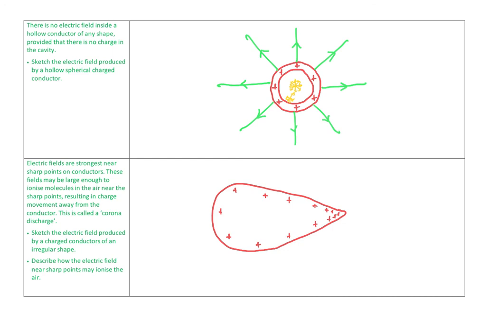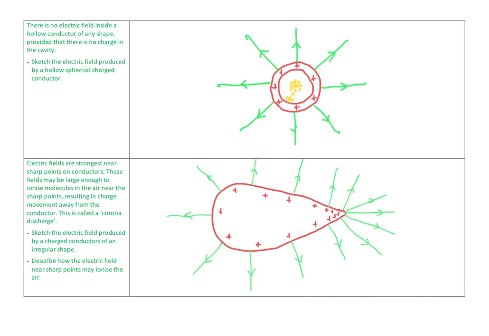And what that leads to is the fact that you get a very strong electric field. And we show that by having lots of lines really close to each other near the sharp point. And then as we move away from that sharp point, the electric field is not as strong. So we have fewer lines in our electric field. So that's what the electric field would look like around a pear-shaped conductor.